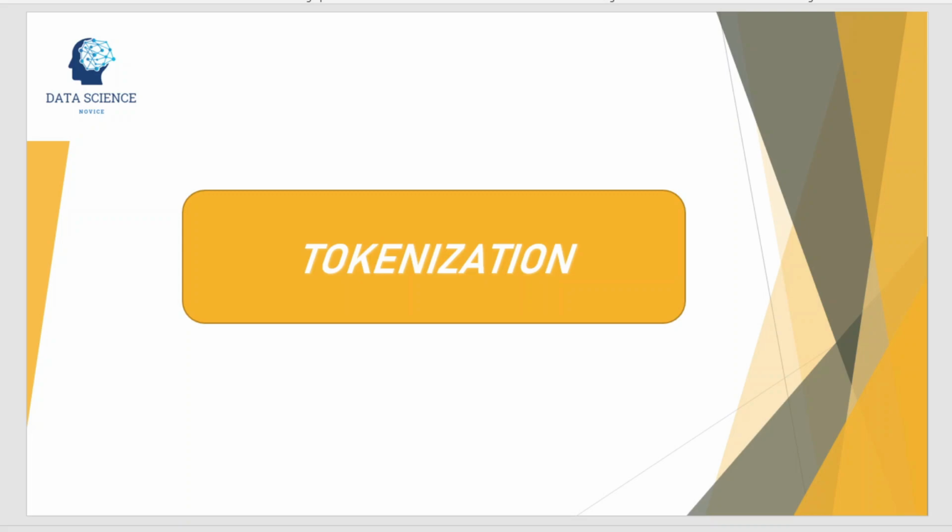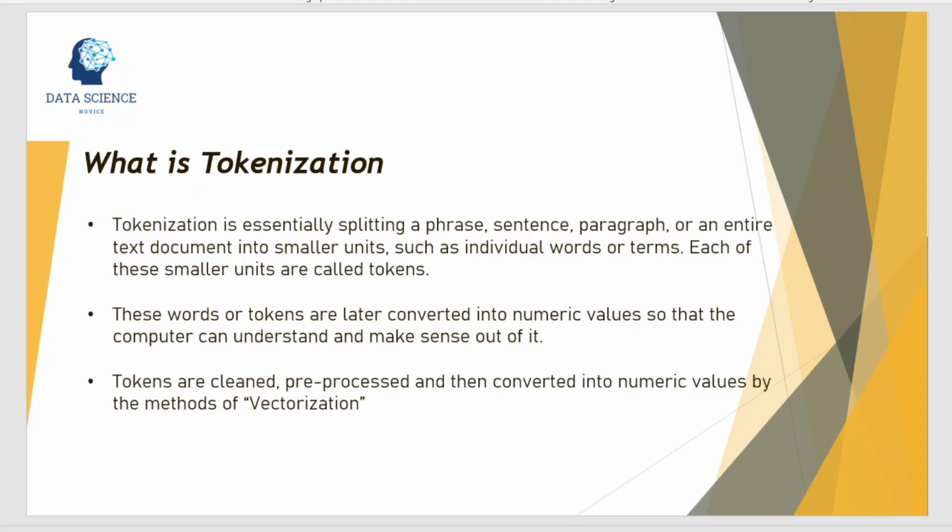So first we are going to talk about tokenization. Tokenization is essentially splitting a phrase, sentence, paragraph or entire text document into smaller units such as individual words or terms. And each individual word is called a token. For example, suppose we have a sentence like "the boy is playing". In this case, "the" is a token, "boy" is also a token, and so on and so forth.